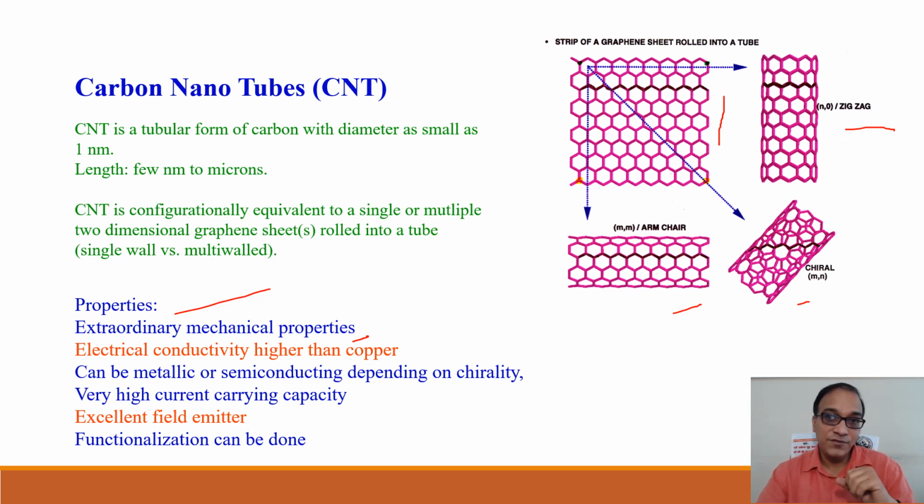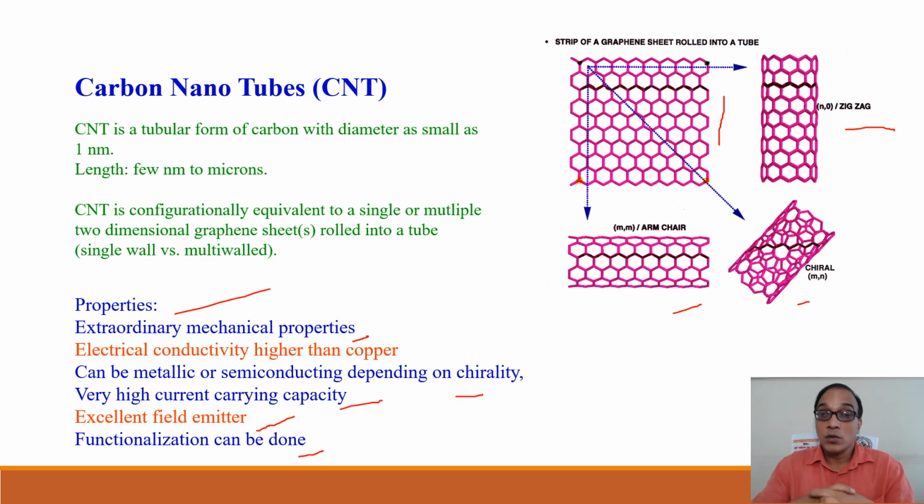Electrical conductivity is very good, higher than even copper. It can be metallic or semiconducting depending on their chirality. They have very high current carrying capacity, good conductivity, they are excellent field emitters, and functionalization can be done. It means we can put a targeting moiety on the CNTs quite effectively, and we can plan them for site-specific or targeted delivery to tumors and other organs and tissues. That's why carbon nanotubes are very, very useful.